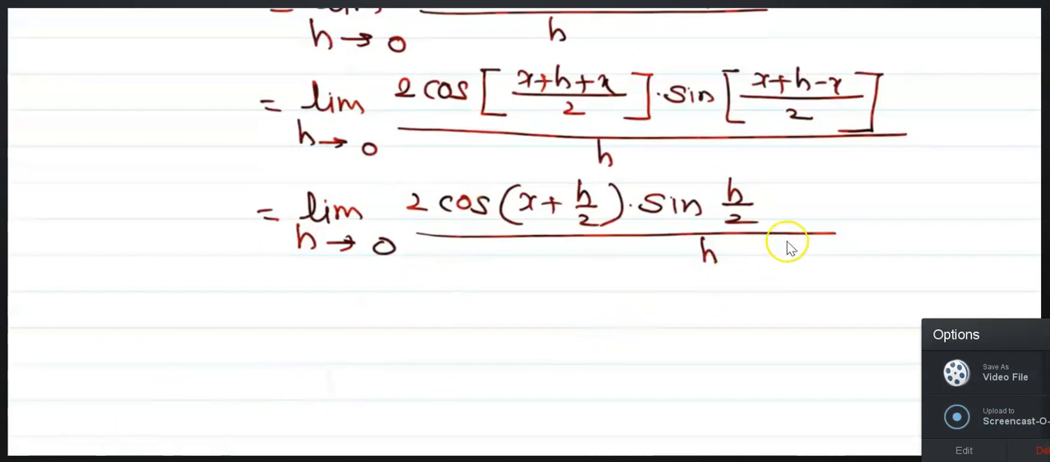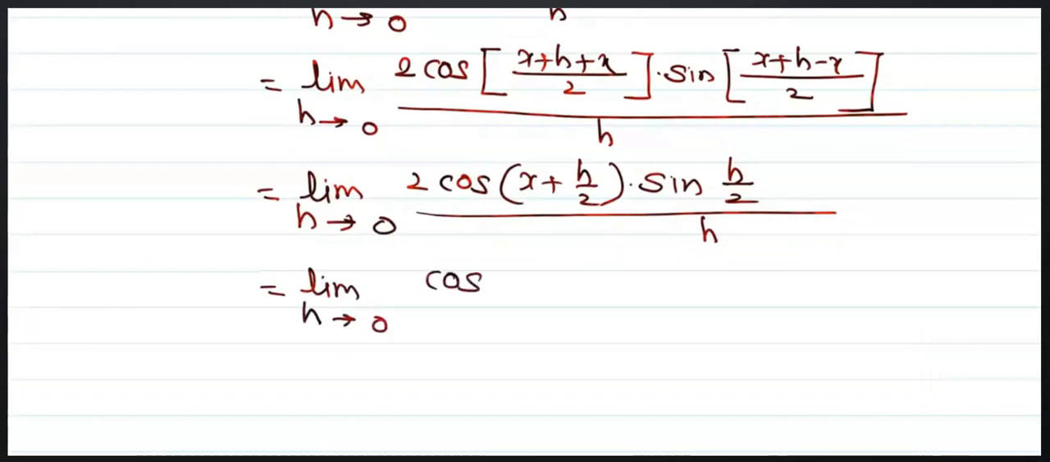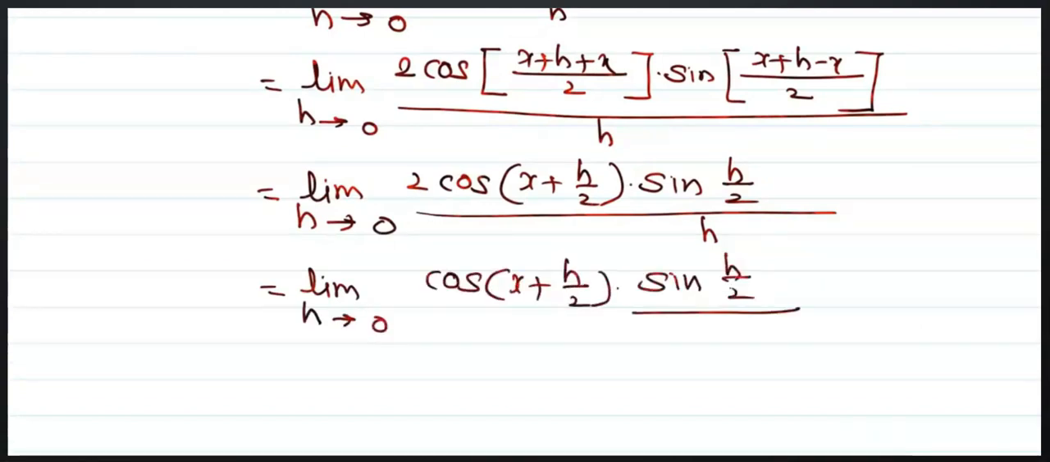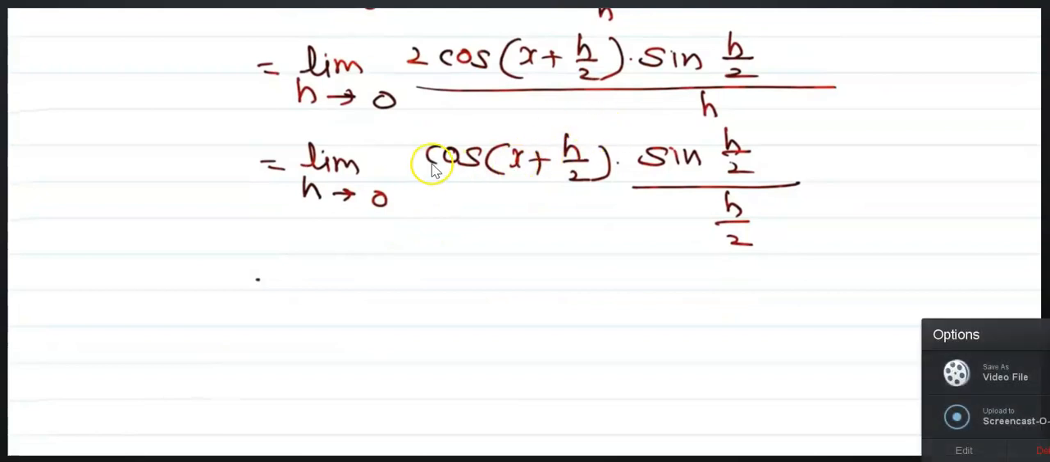Now here we will take the limit. Sin of h upon 2. What is our standard result? Limit theta tends to 0, sin theta upon theta is 1. Can we adjust it here? Yes, we can adjust it. Sin of h upon 2 upon this h upon 2. But here there is no 2, so we will adjust the 2 here. Now see this here. That is cos of x plus h upon 2 into sin of h upon 2 upon h upon 2.